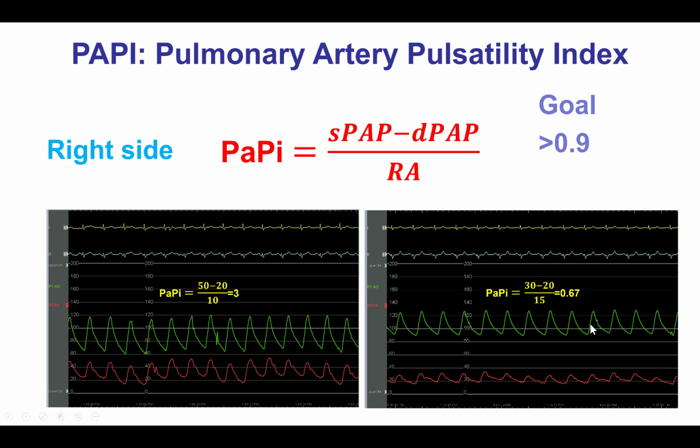But this is an example in another patient who has fairly narrow pulse pressure in the pulmonary artery, 30/20, so that means 10, and also has high right atrial pressure of 15. In this patient, the PAPI is 0.67. This patient has right ventricular failure, therefore may need right ventricular hemodynamic support.